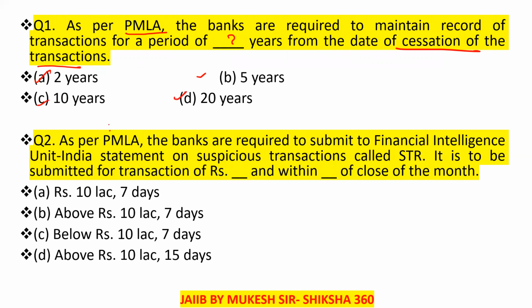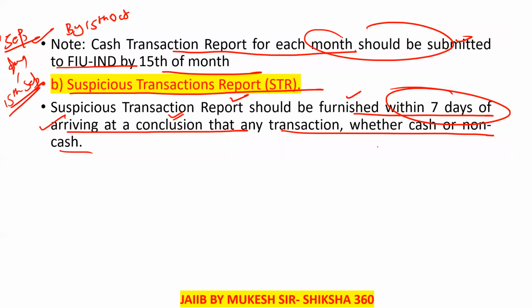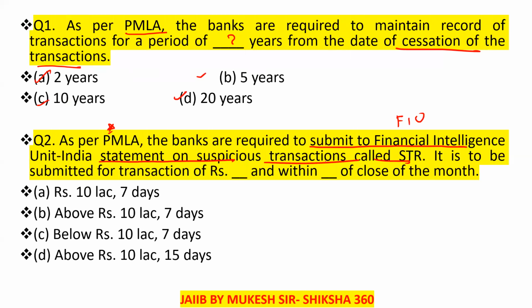Next question. As per the PMLA, the banks are required to submit to the Financial Intelligence Unit, FIU India, a statement on suspicious transactions, called STR. It is to be submitted for transactions of how much amount? 10 lakh, above 10 lakh, below 10 lakh? It is above 10 lakh, and within 7 days of the close of the month. Like for August, we have to submit till 7th of September.